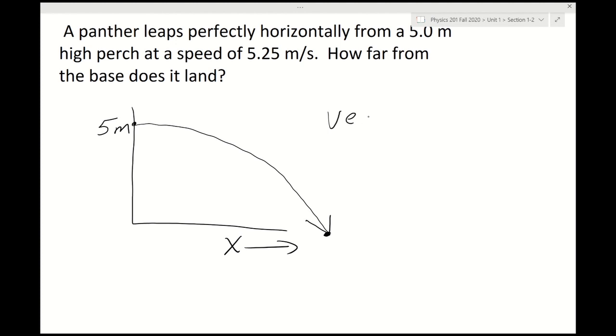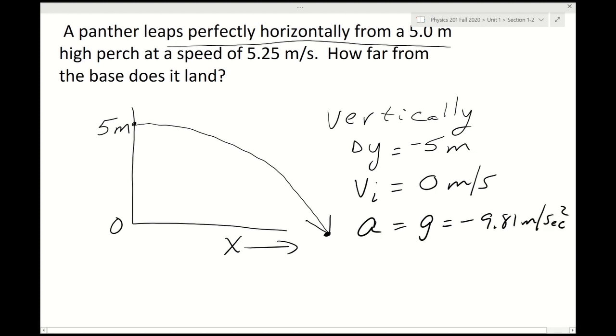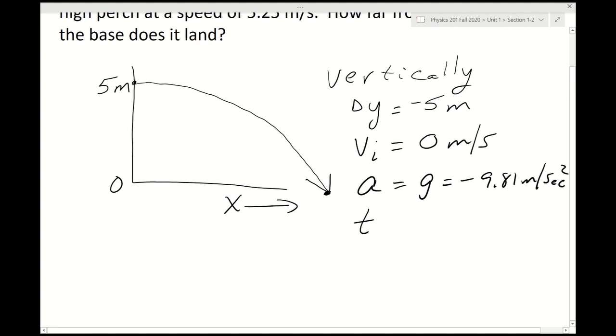So vertically, okay, we have a displacement, a delta y, of a negative 5 meters. It's going from 5 meters down to 0. We have an initial velocity vertically of 0 meters per second, and I can say that because the initial motion is completely horizontal. We have an acceleration, which is gravity, which is about a negative 9.81 meters per second squared. I need to find how long it takes for this thing to hit the ground.